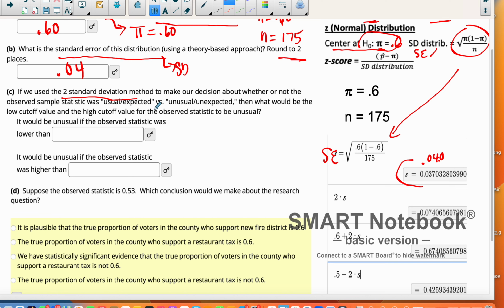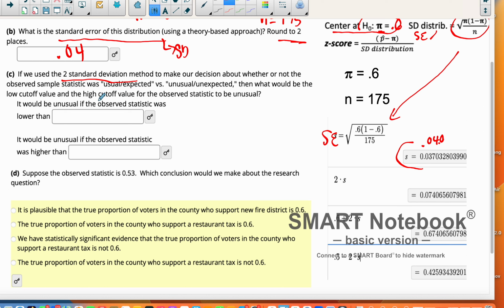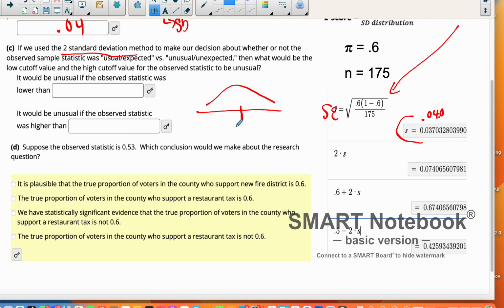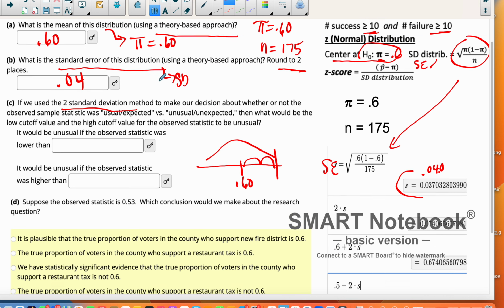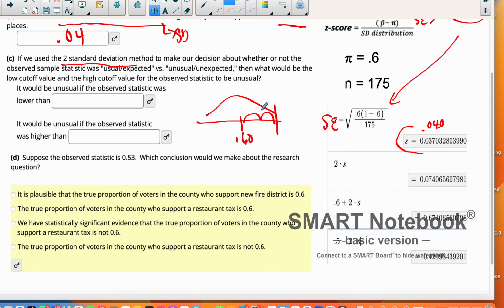decision about where our cutoff is for usual and unexpected? We want the low and the high values. So essentially we're saying that we have a curve like this. The center is at 0.6. And if I do 2 standard deviations, my standard deviation is 0.04, I'm going to say plus 0.04, plus 0.04. And then if I go the other way, minus 0.04, minus 0.04.